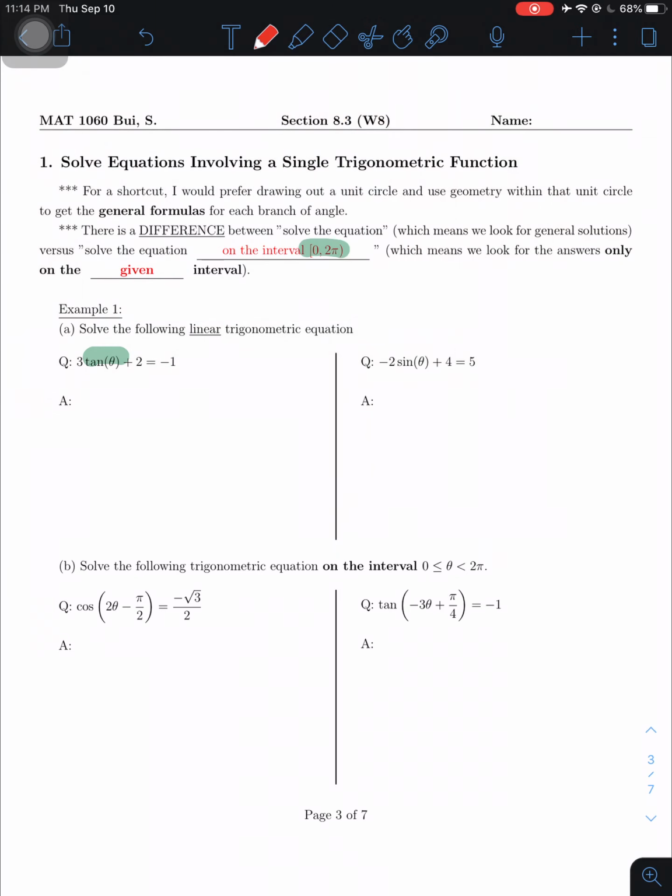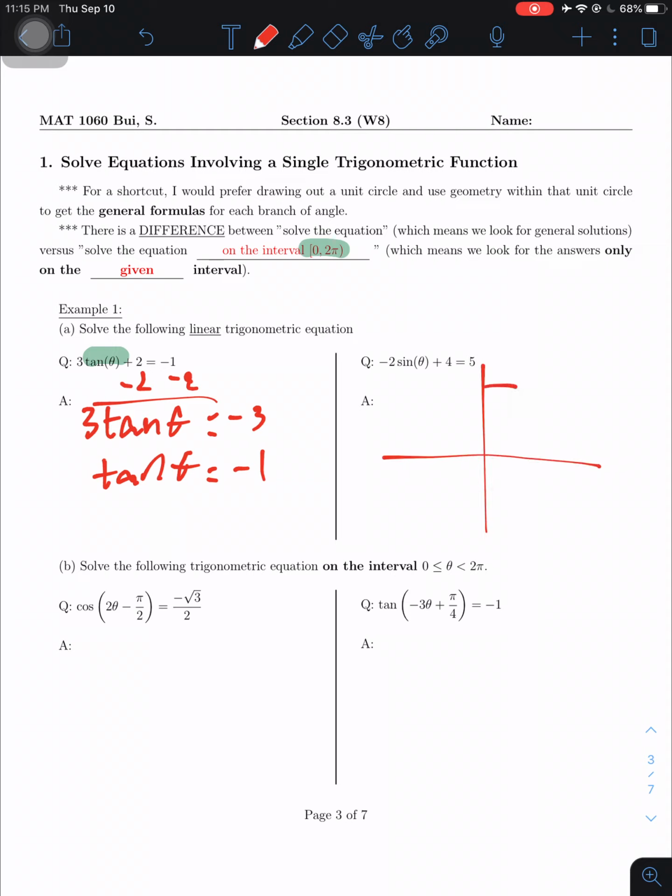So how can we solve for it in here? Well, we have to get rid of the 2 and then we have to get rid of the 3. So I'm going to go ahead and minus 2 from both sides, and I'm going to get 3 tangent of theta equals negative 3. I'm going to divide everything by 3 and end up having tangent of theta equals negative 1. Now let's draw it out, just like what I recommended earlier. We have a unit circle in here. So tangent of what angle gives you negative 1?